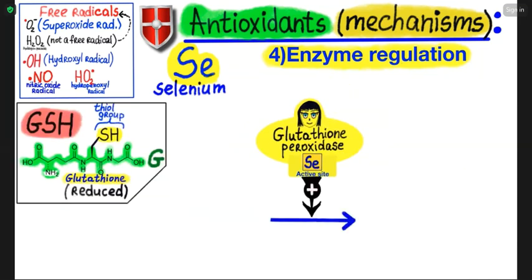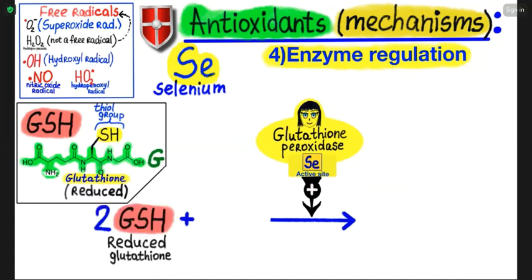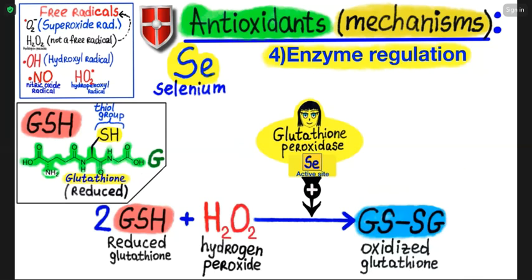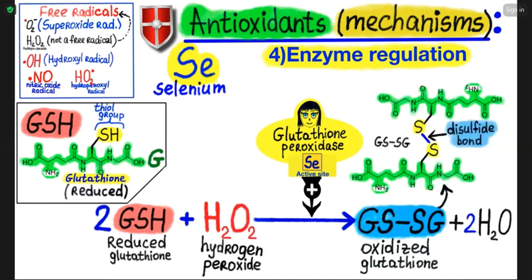The first reaction catalyzed by glutathione peroxidase will be the breakdown of hydrogen peroxide. In this reaction, two molecules of reduced glutathione react with one molecule of hydrogen peroxide to produce one molecule of oxidized glutathione and two molecules of water. The oxidized glutathione is basically two molecules of reduced glutathione connected by a disulfide bond.